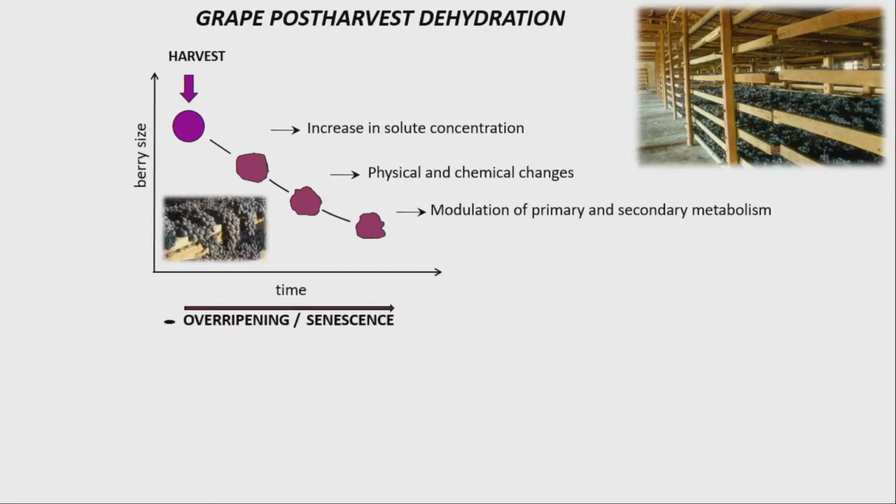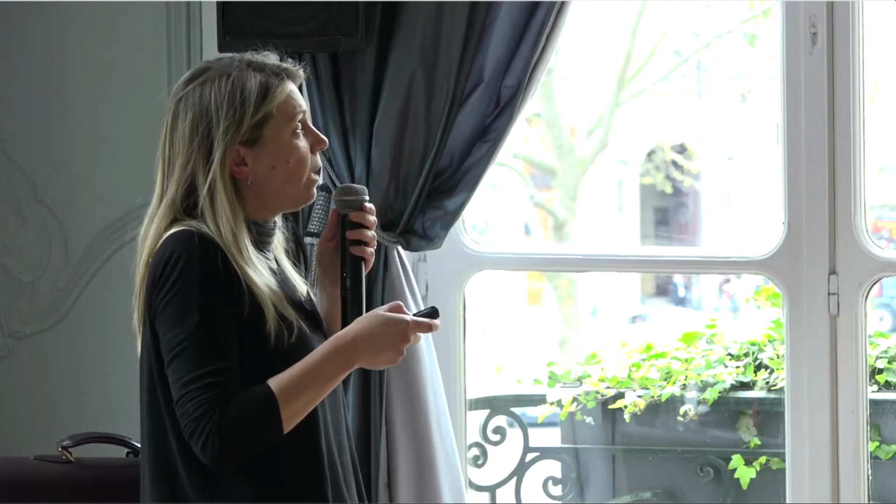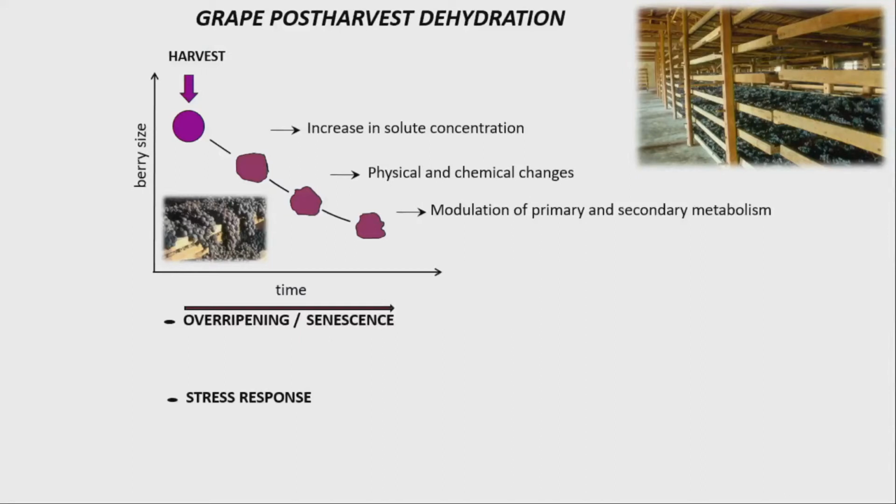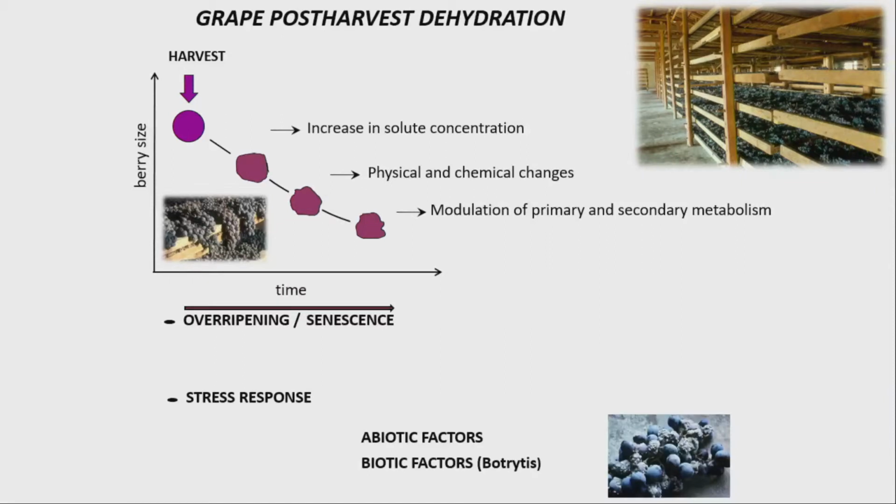All these changes could be due to many factors, such as the berries entering a so-called ripening senescent phase, that is a phase following maturation, or the berries can respond to different stresses, such as the detachment from the mother plant, the dehydration stress due to the water loss, and also other abiotic factors or the infection of botrytis.